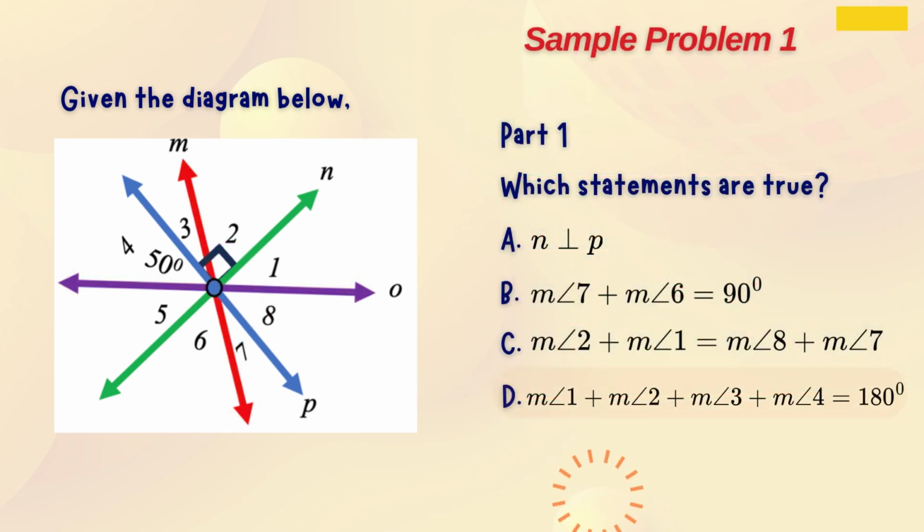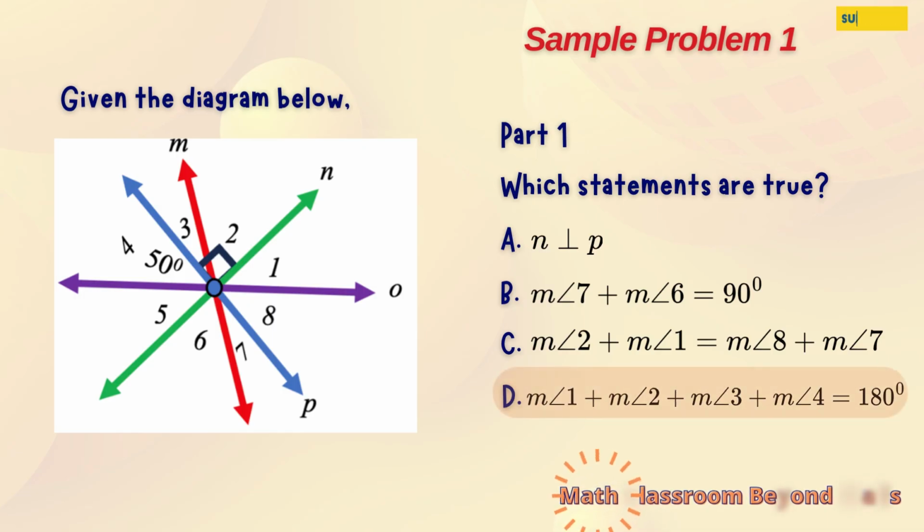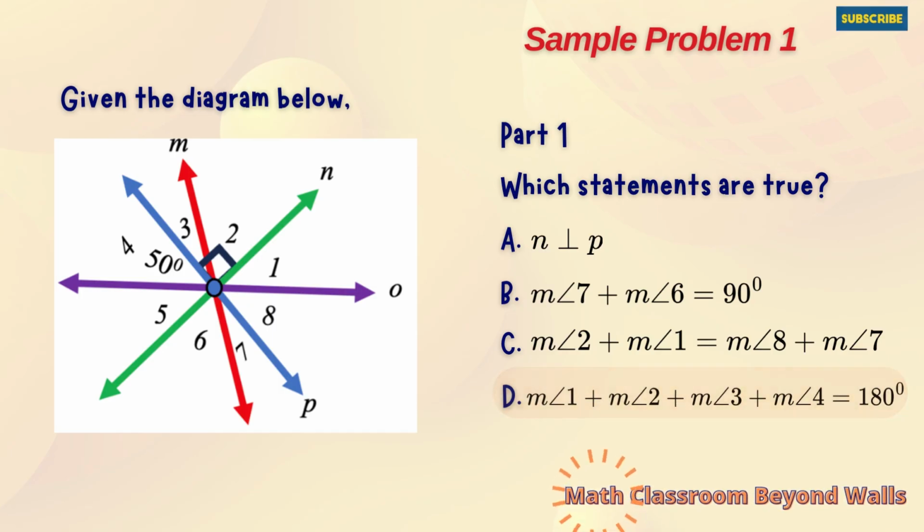Okay, so we move on to option D. The statement is the measure of angle 1 plus the measure of angle 2 plus the measure of angle 3 plus the measure of angle 4 equals 180 degrees. We first have to locate where these angles are. Let's go. Here are the angles. What do you notice about them, learners?